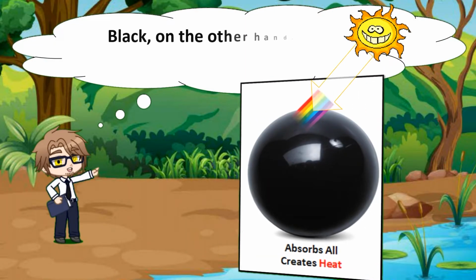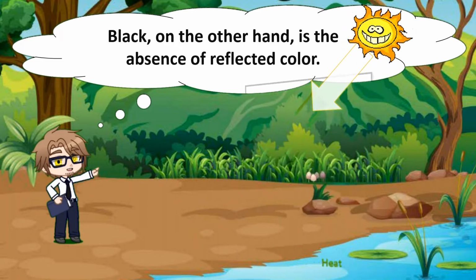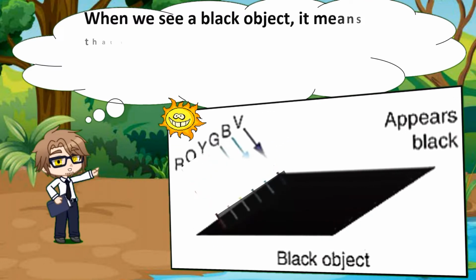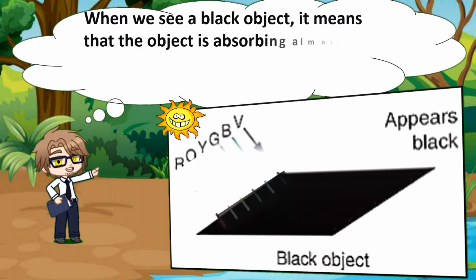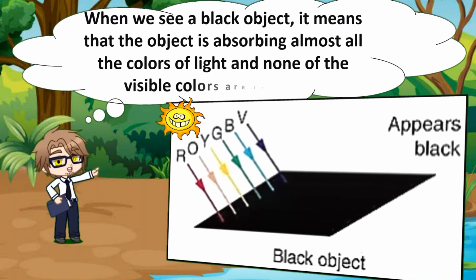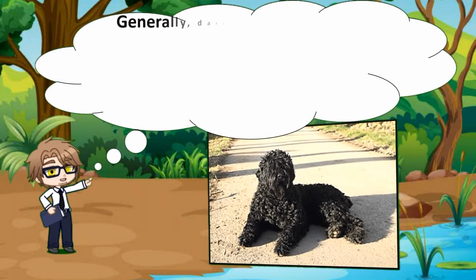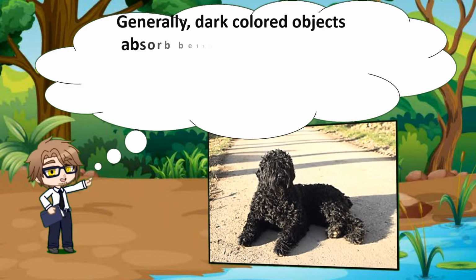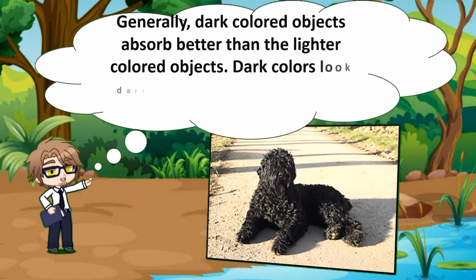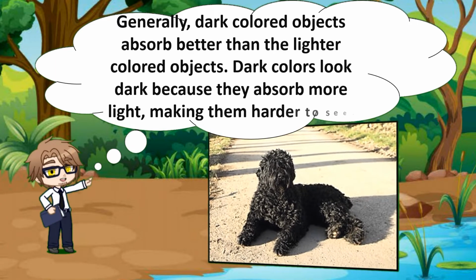Black, on the other hand, is the absence of reflected color. When we see a black object, it means that the object is absorbing almost all the colors of light and none of the visible colors are reflected. Generally, dark-colored objects absorb better than the lighter-colored objects. Dark colors look dark because they absorb more light, making them harder to see.